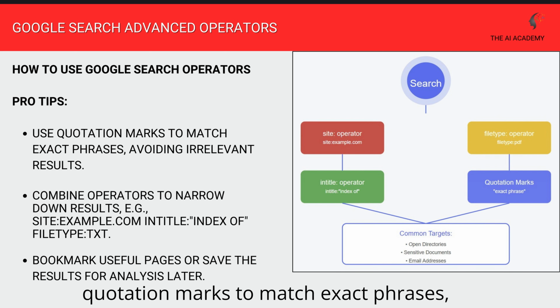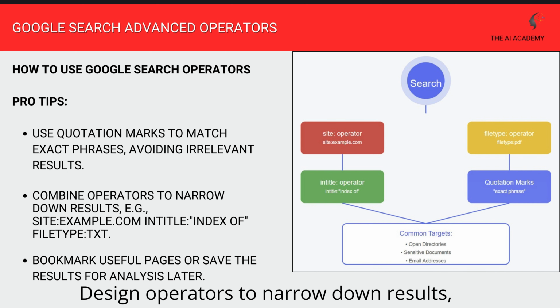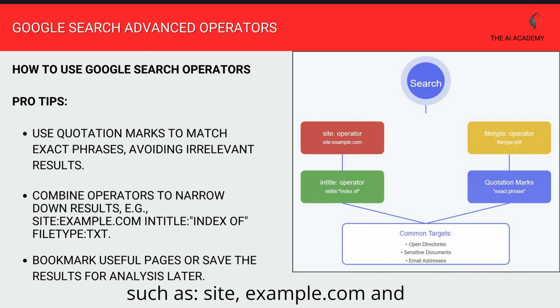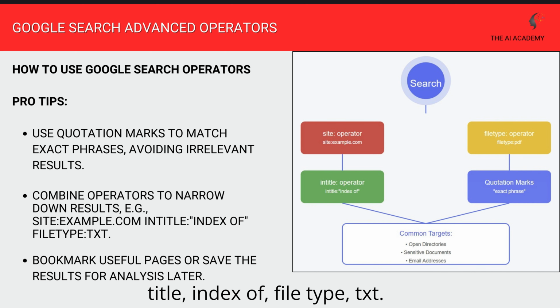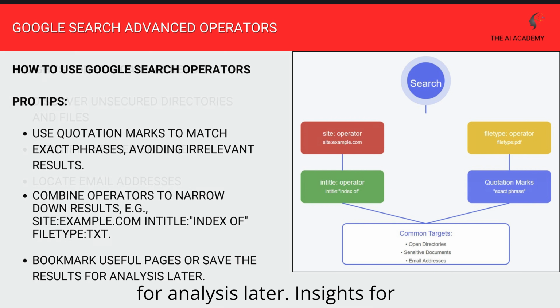Use quotation marks to match exact phrases, avoiding irrelevant results. Combine operators to narrow down results, such as site:example.com and intitle:"index of" filetype:txt. Bookmark useful pages or save the results for analysis later.